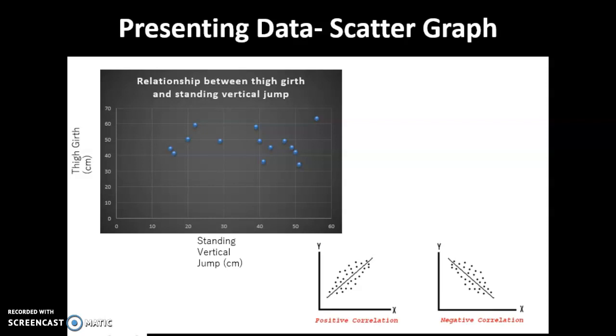Each dot on a scatter graph represents a person's results from two different measurements. In my example, I tried to see the correlation between thigh girth and results for standing vertical jump. However, the results show no correlation, which could be because the thigh girth could be larger due to more fat, which would make the standing vertical jump lower as there's less muscle. A positive correlation would show a diagonal line gradually getting steeper, and a negative correlation would show a diagonal line going downwards, as shown in the diagram.